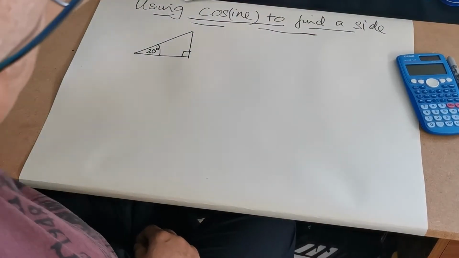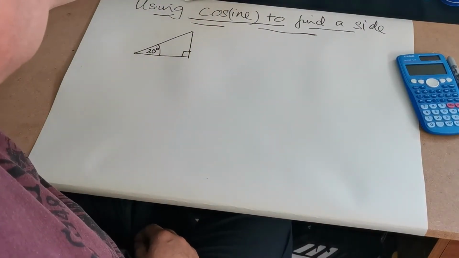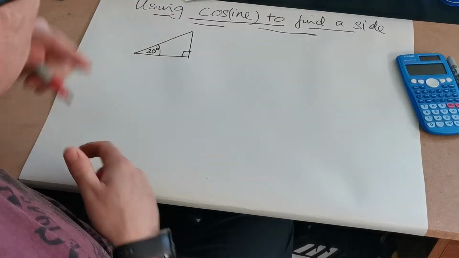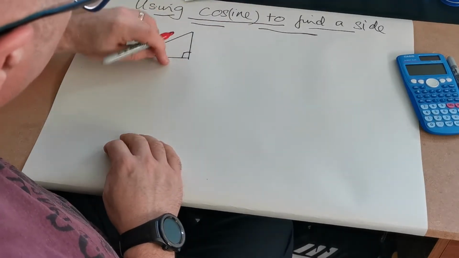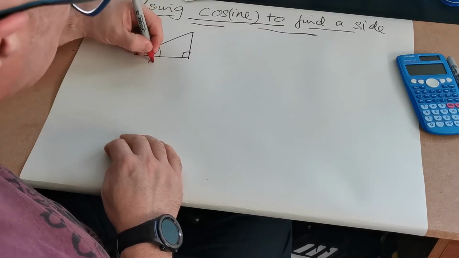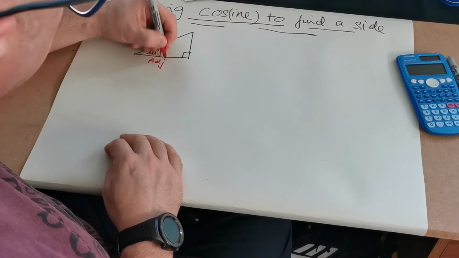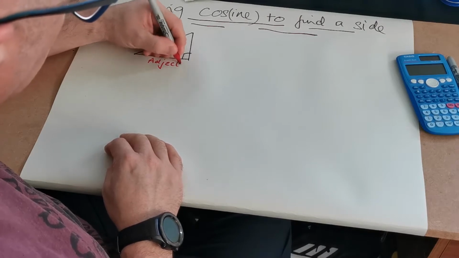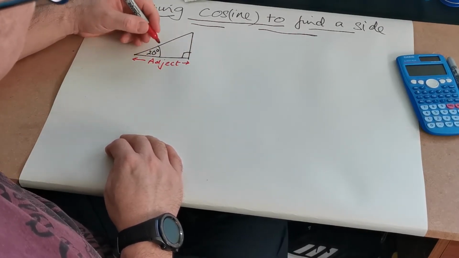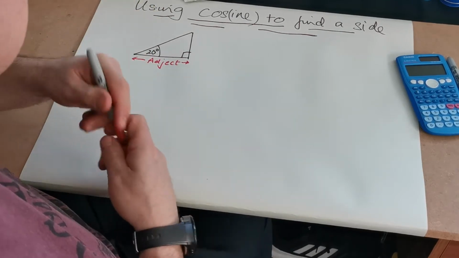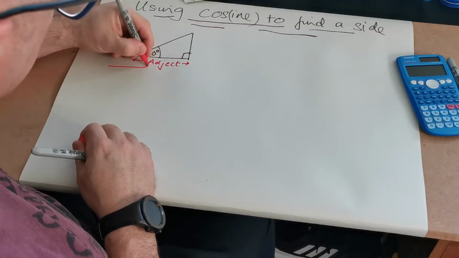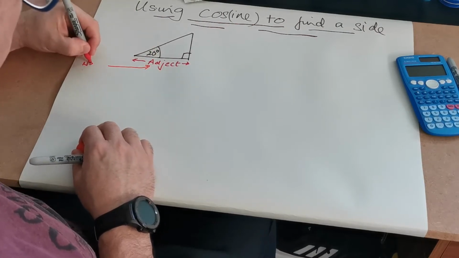Hi guys, today we're going to look at the cosine of an angle. Now the cosine of an angle is defined as the relationship between the adjacent and the hypotenuse. So this is the adjacent, and you'll notice it runs between the right angle and the angle. And the word adjacent means next to. So the way I like to feel about this is it's next to the angle.